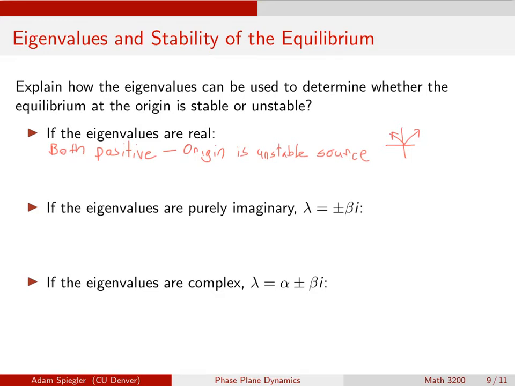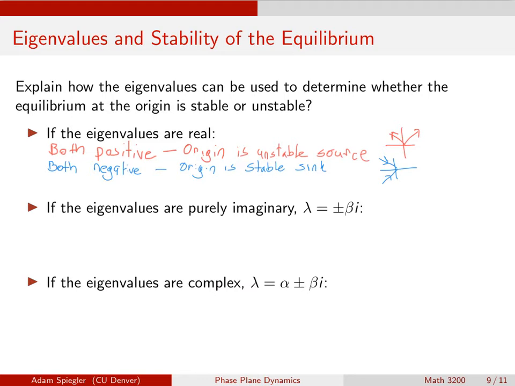If both of them are negative, then it's the opposite. In this case, the origin would be stable, and we would call that a sink. And that's because in this case, everything would be flowing in towards that origin.